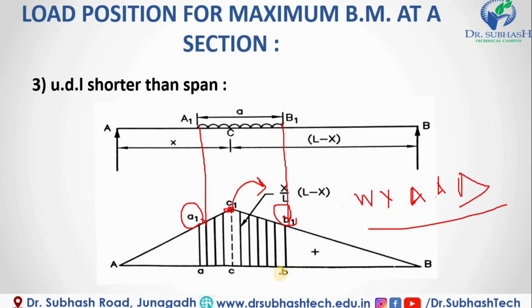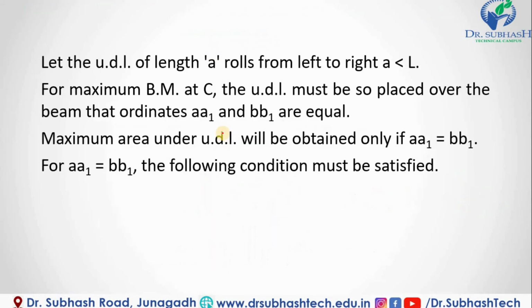Now what happens here is, to find the maximum bending moment we will place the UDL on the section such that our condition is satisfied. Which condition? AA1 and BB1 both are the same. The heights of AA1 and BB1 are the same. At that point we find the maximum intensity of bending moment.